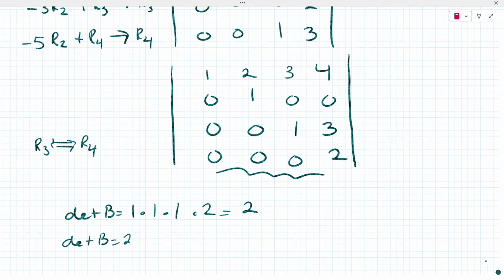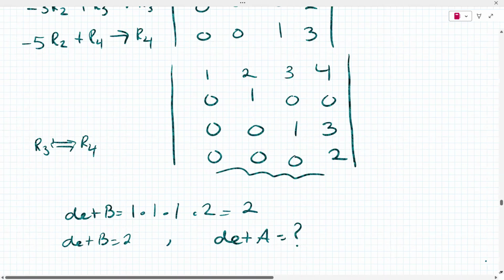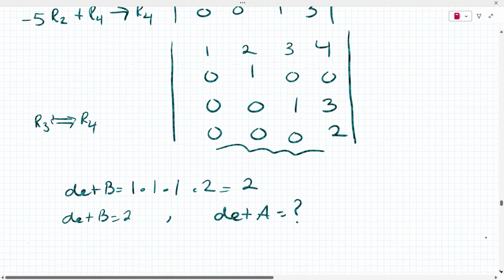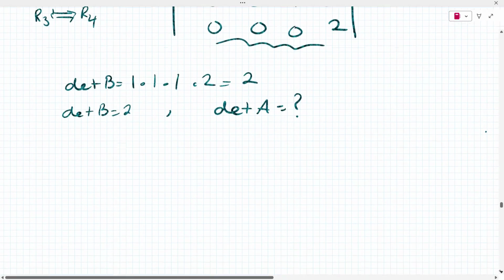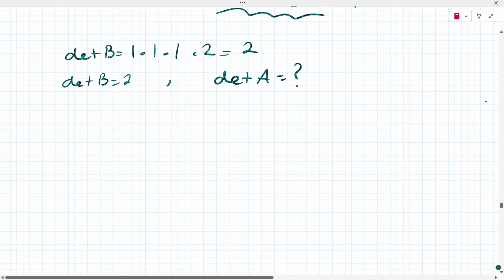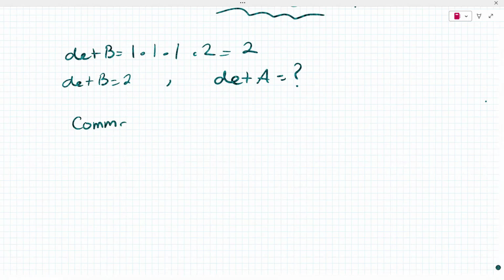But I don't want determinant B. I want to figure out what determinant A is. Okay. So this is why we need to rewrite our commandments because that will change stuff. So it's okay. I wrote down all the commandments. So I'm just going to rewrite the commandments. Or when I say commandments, I mean row operations.